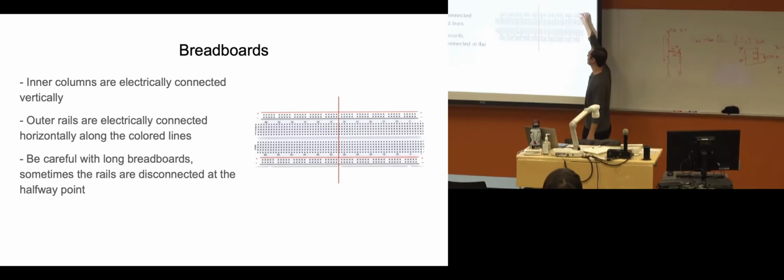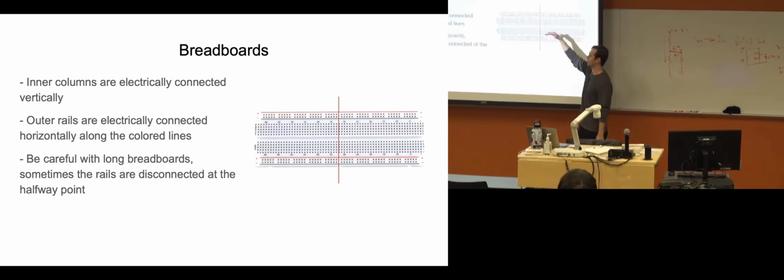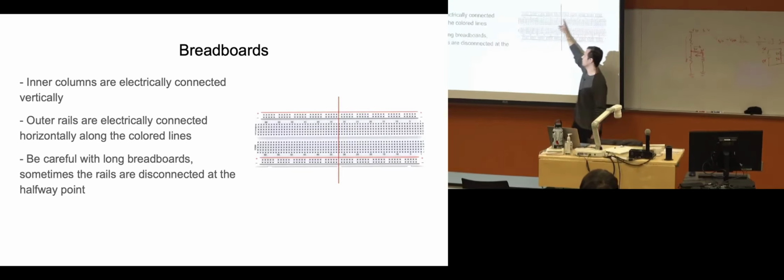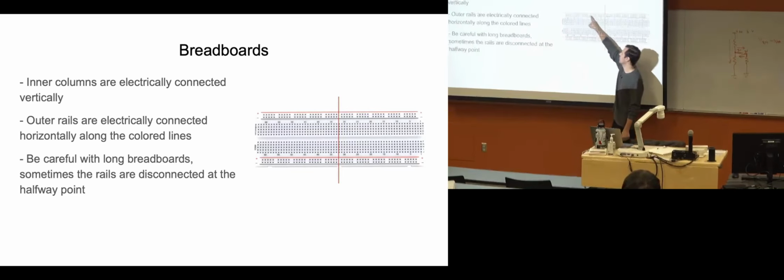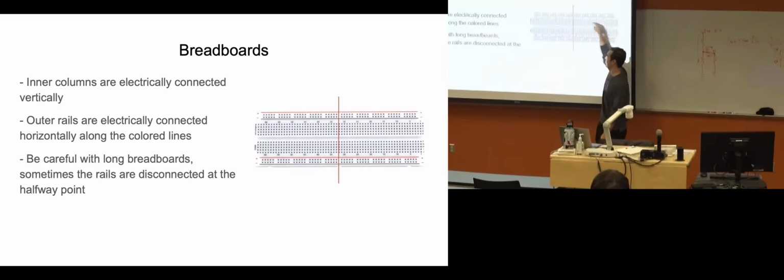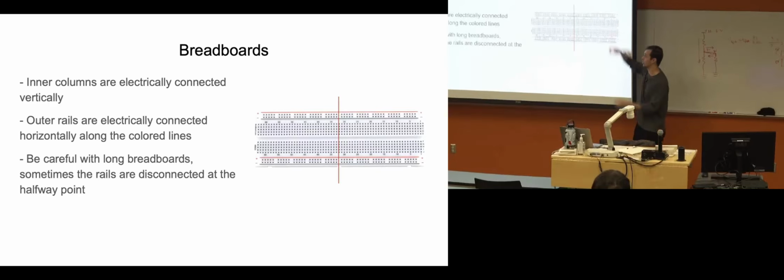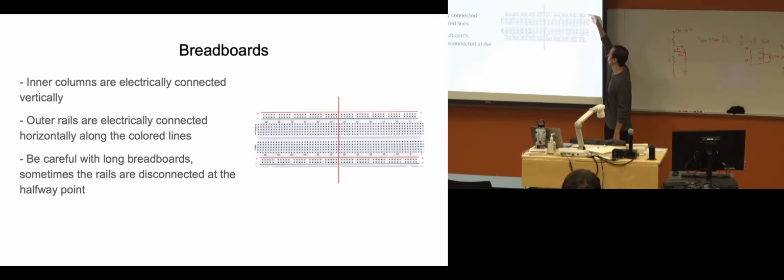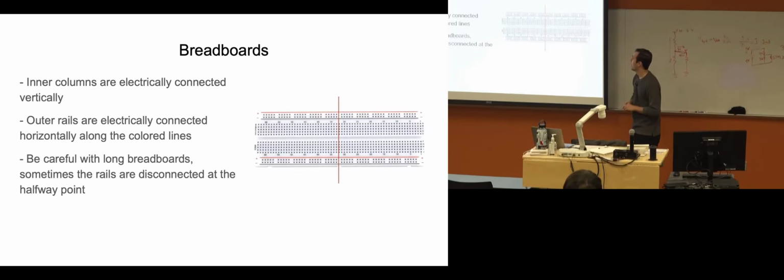OK. And then these rails on the outside are all connected horizontally instead. So if you follow the black stripe or the red stripe, all of the pins on either the top or the bottom should be connected with each other, right? These are commonly used for a ground rail, because everything you use is going to need a ground connection, or a voltage rail, because everything's going to need a voltage rail as well, right?